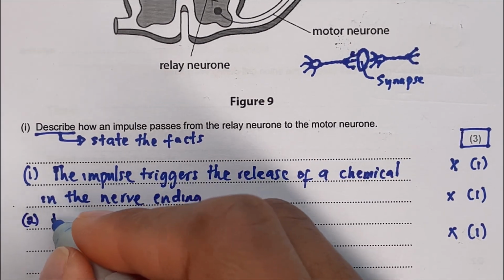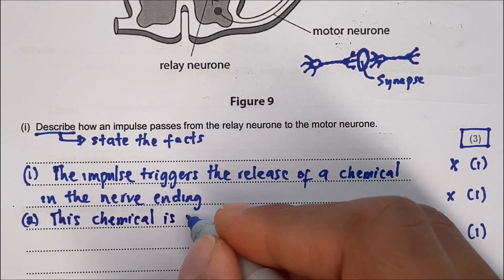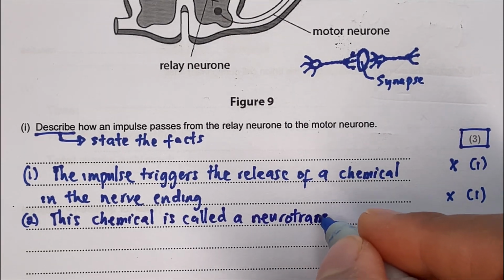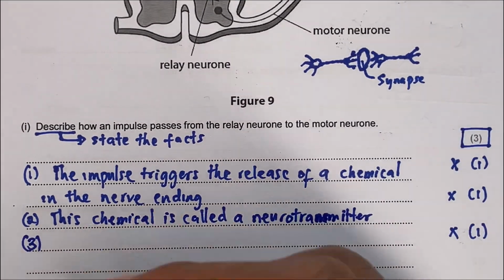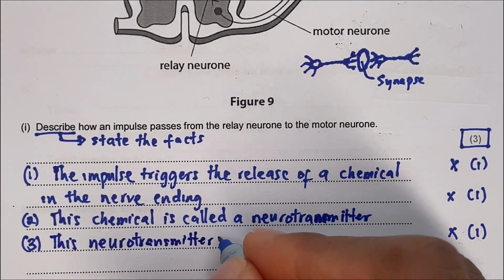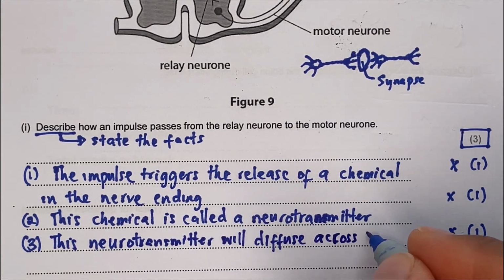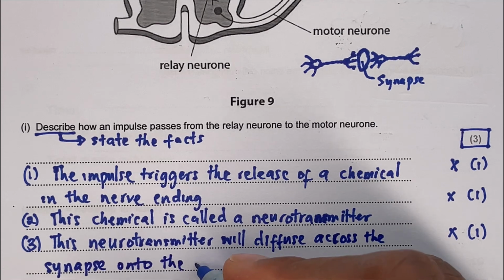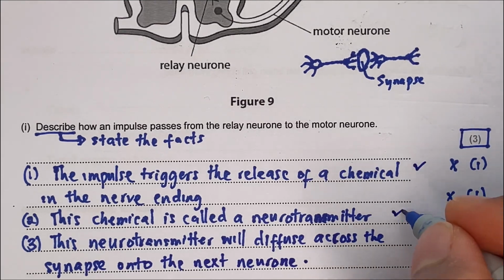Point 2. This chemical is called a neurotransmitter. My point 3, I'm breaking my points down. This neurotransmitter will diffuse across the synapse onto the next neuron. So I've made my 3 points, point 1, point 2, and point 3.